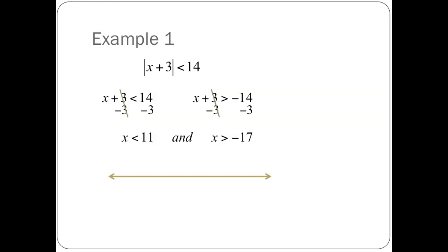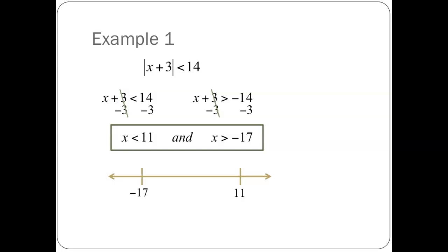That means that when I go about graphing it and shading it, I'm going to be shading in between these two values. So let's go ahead and put 11 and negative 17 on the number line. Now they are not going to be equal to it, it's just less than and just greater than. So open circles on both. And then everything that is both less than 11 and greater than negative 17 is everything in between those two values. So I shade in between the negative 17 and the 11.